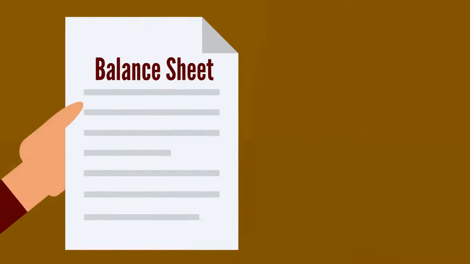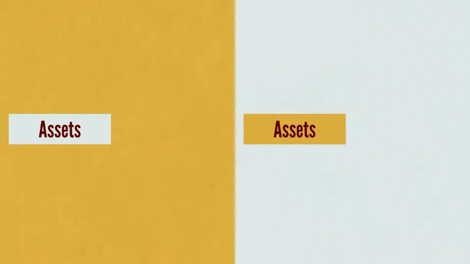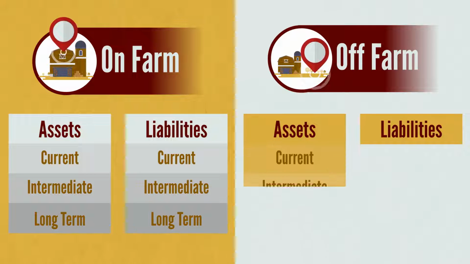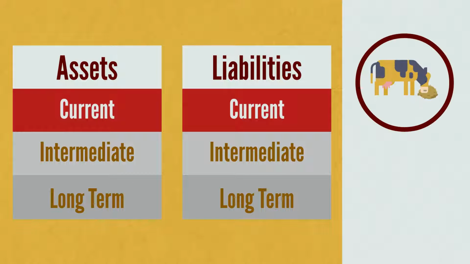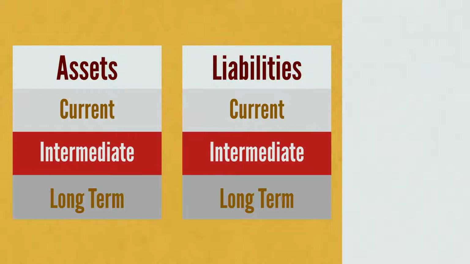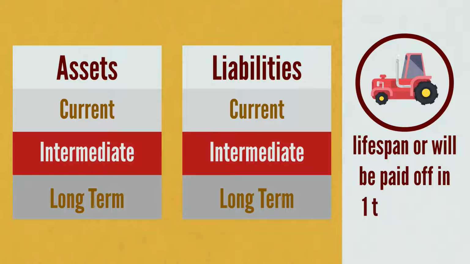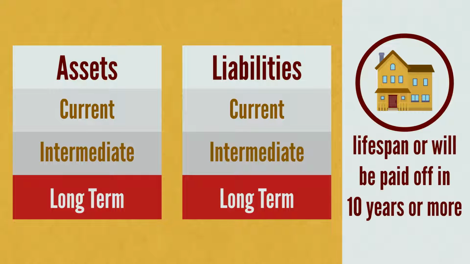As with the cash flow, there are multiple parts of a balance sheet. The overarching sections are your assets and liabilities for on-farm and off-farm. Within that, you have current, intermediate, and long-term categories. Your current assets and liabilities are anything that has a lifespan of a year or will be paid off in a year. Your intermediate assets and liabilities are anything that has a lifespan or will be expended in 1 to 10 years. Lastly, your long-term assets and debts are anything that has a lifespan of 10 years or more.